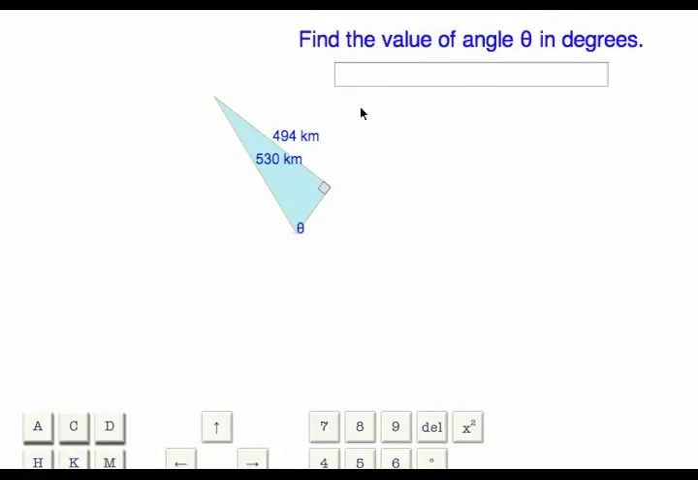All right, here's a level 7 type of question. Find the value of the angle theta in degrees. Okay, so we have this triangle, and I'm going to rotate that.